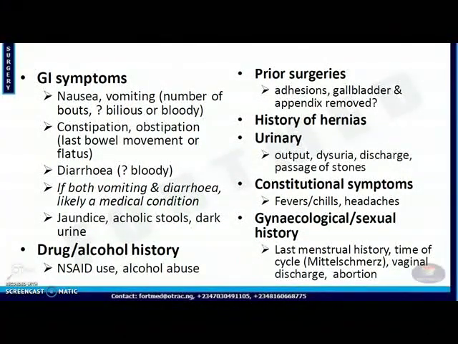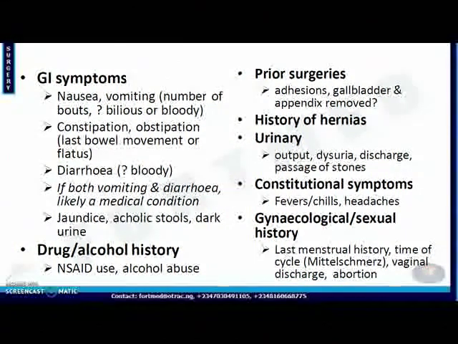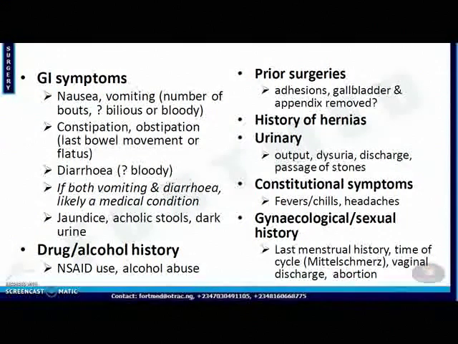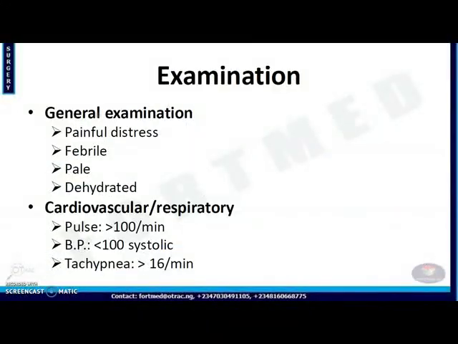There's the need to make inquiry about gastrointestinal symptoms: nausea, vomiting, if of any episode, constipation, diarrhea, jaundice, passage of dark stool. Drug history is also important. Does the patient use NSAIDs, or does the patient abuse alcohol? There's need to know past surgical history of the patient. We need to know, does the patient have other surgical conditions such as hernia, or has the patient been treated operatively in the past? Also, we need to make inquiry about constitutional symptoms such as fever, chills, headache, and for women, there's a need to know the gynecological and sexual history of such patients.